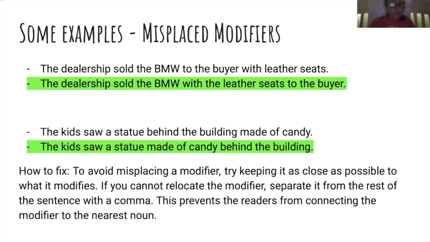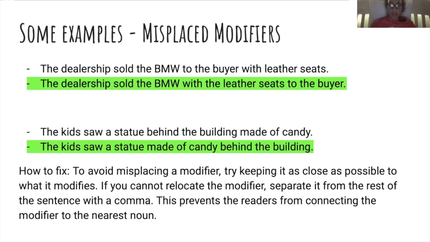And then for the next sentence, I said, the kids saw a statue behind the building made of candy. And you see the confusion there is because you're implying that the building itself is made of candy, not the statue. So again, we have to switch it around and we say, the kids saw a statue made of candy behind the building. And under that, I included a quick how to fix.